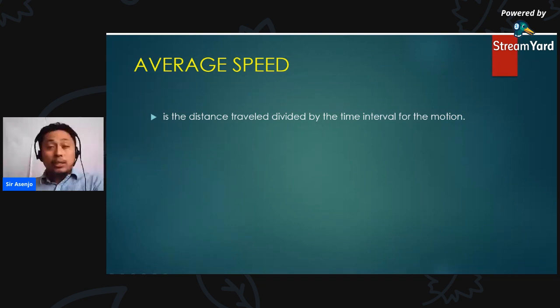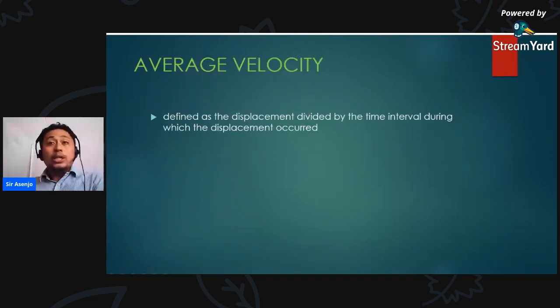You see the word distance, but in velocity, the term now is displacement, defined as the displacement divided by the time interval during which the displacement occurred. You see the difference, because average velocity is a vector quantity. That is why it also used the word displacement instead of the word distance.